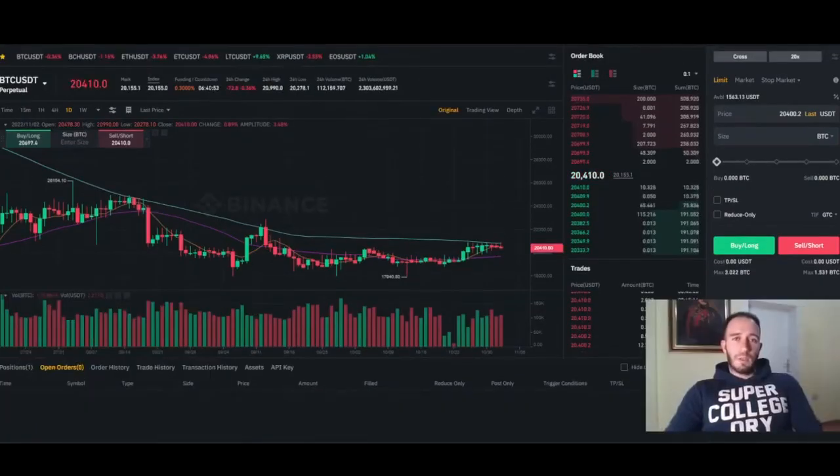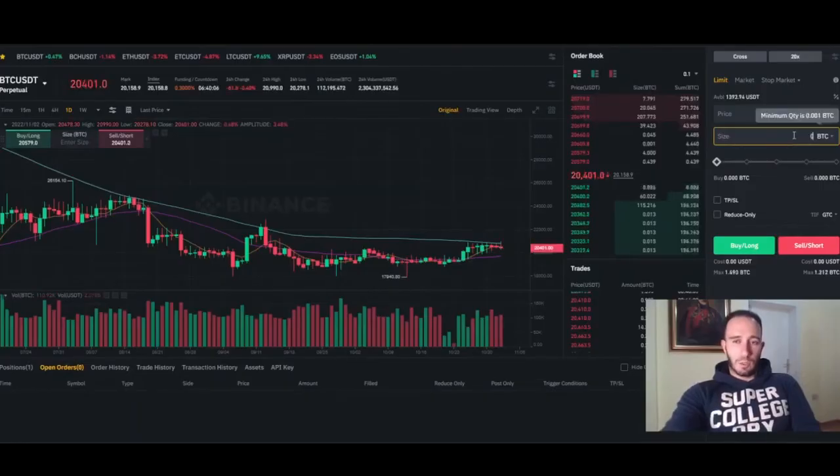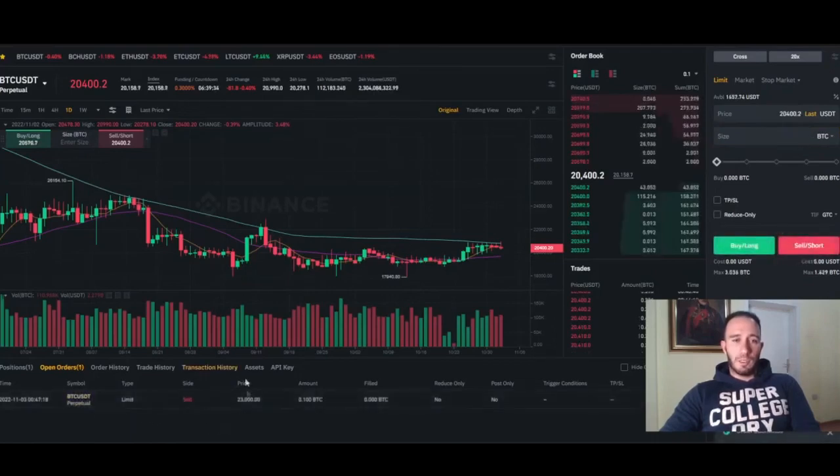With the same method, you can also short any cryptocurrency. Let's say there is a resistance level here and you want to short if Bitcoin goes to 23,000. You will put the price of 23,000, size of Bitcoin. You don't need to short the whole Bitcoin, you can short 0.1 and you can press the sell short button. We will see our open order, and if the price goes to 23,000, the platform will short Bitcoin for us.